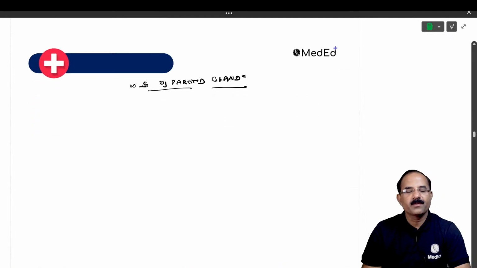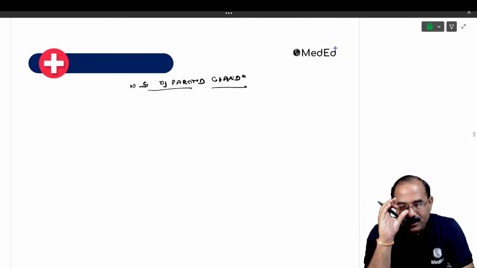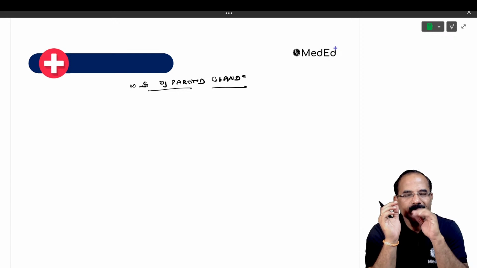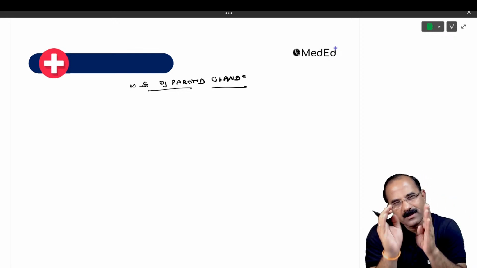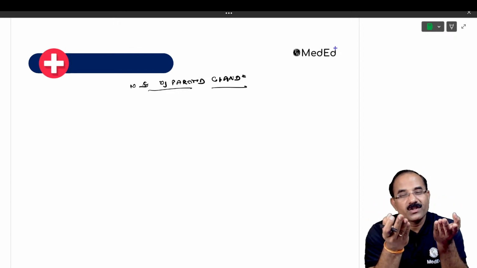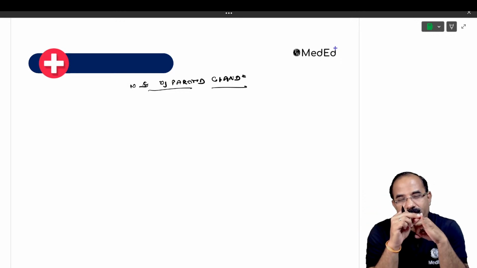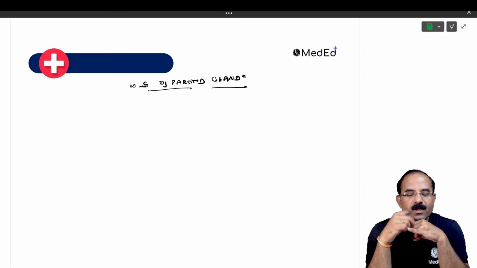We start with the nerve supply of parotid gland. Now look. What is the name? See, who supplies the parotid gland? Glossopharyngeal nerve. So glossopharyngeal nerve supplies the parotid gland. अब glossopharyngeal nerve एक ही काम नहीं करता ना. It has got so many things. So glossopharyngeal nerve supplies the parotid gland.